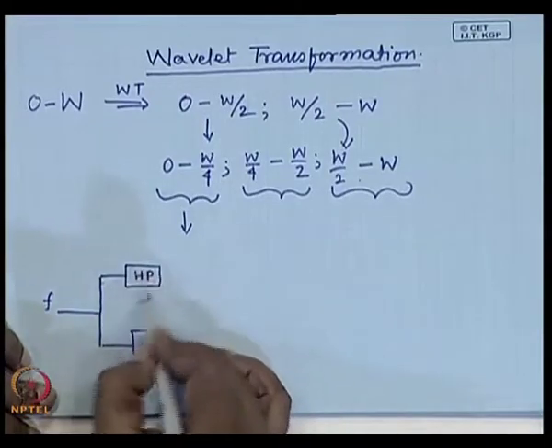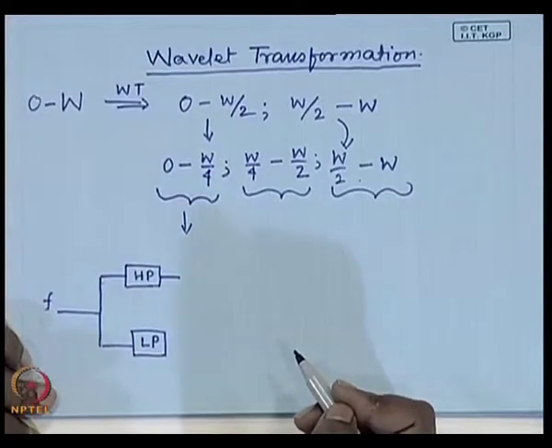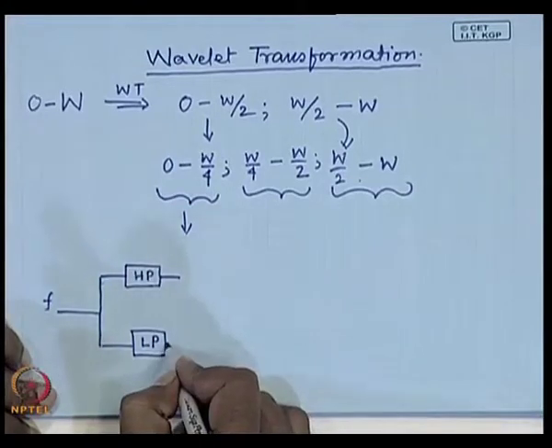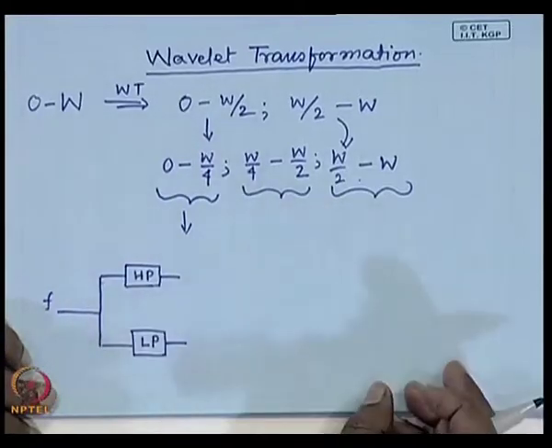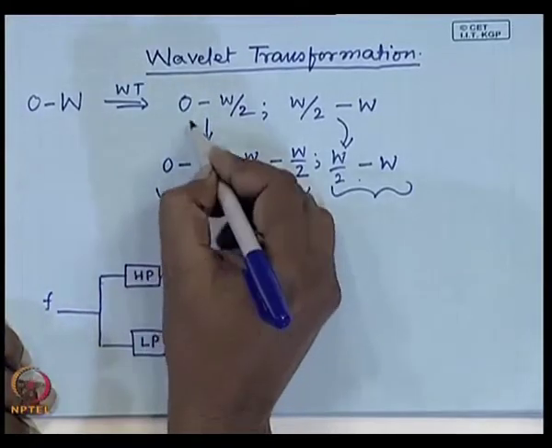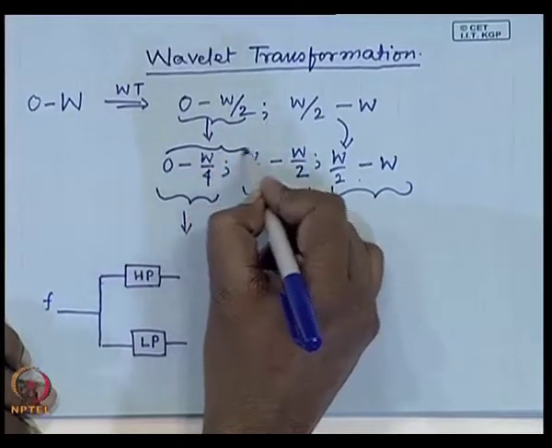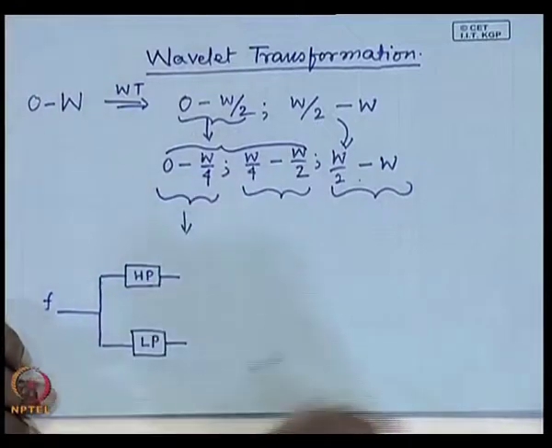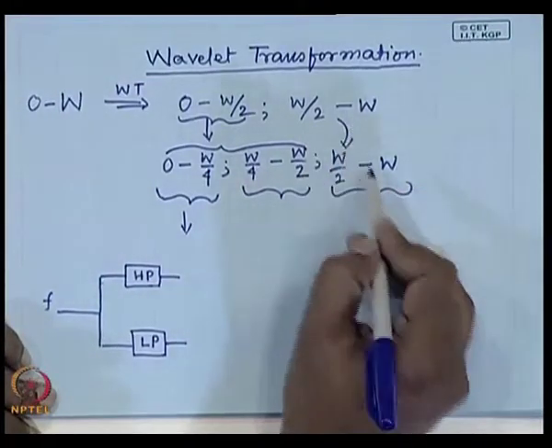I retain the output of the high pass filter, and the output of the low pass filter I again want to subdivide into two subbands, as has been done here. This 0 to W by 2 has been divided into this subband, whereas the higher subband W by 2 to W has been retained.